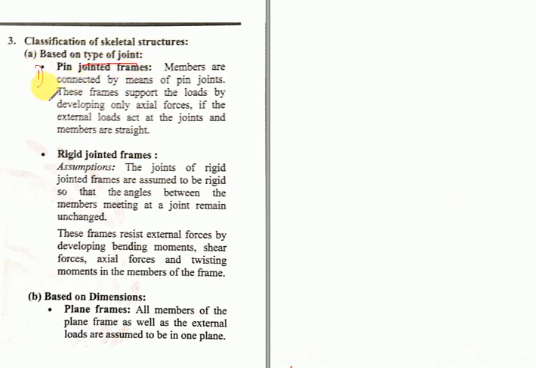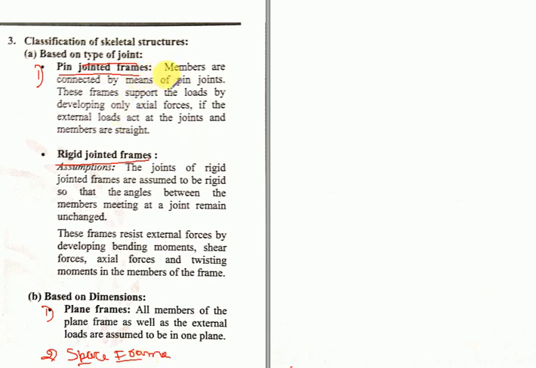Based on the classification of skeletal structure, with respect to the type of joint, there are two things: pin jointed frames and rigid jointed frames. With respect to the dimensions, plane frames is one thing, second one is space frames. Please make a note of this, space frame. I'll tell you the difference between all those things, which you need to remember to understand the topic very well.